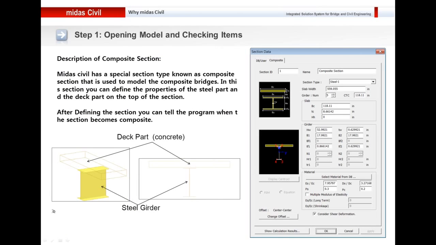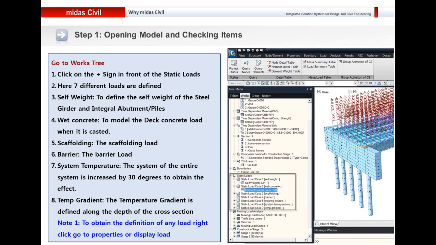Just to talk about the cross section, in Midas Civil we have a composite cross section where you can define the steel girder and the concrete deck on top of it at the same time. As you can see here, it's a 2-part cross section, with the steel girder and the concrete deck on top of it, and then you can tell the program when the steel girder is activated and when the concrete deck is activated.